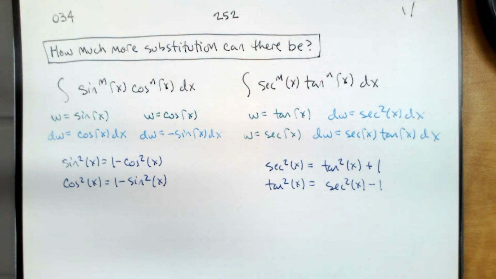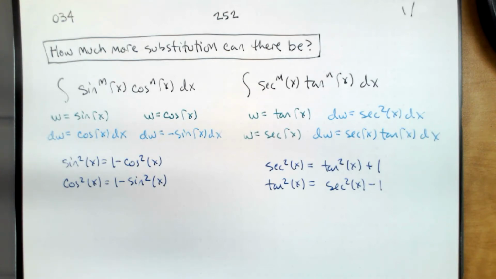If we want to make the substitution tangent, I need to have an even number of secants. Two to be the dw, and any other secants I can convert into tangents, since secant squared is tangent squared plus 1. And secant's kind of the weird one. If I want to make the substitution w equals secant, I have to save one factor of secant and one factor of tangent to be the dw. Then I have to have an even number of tangents left over to convert into secants.